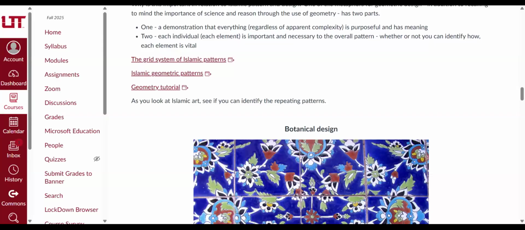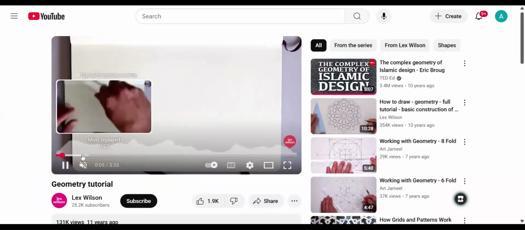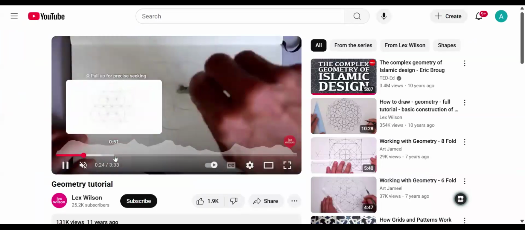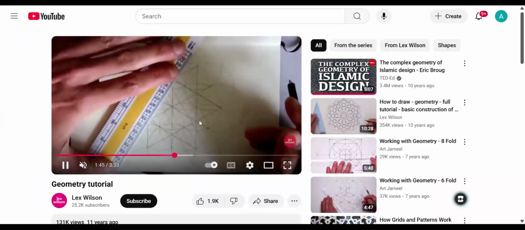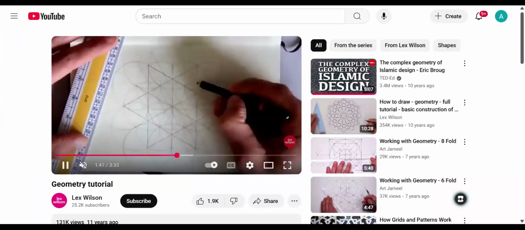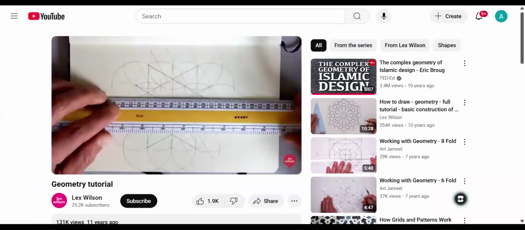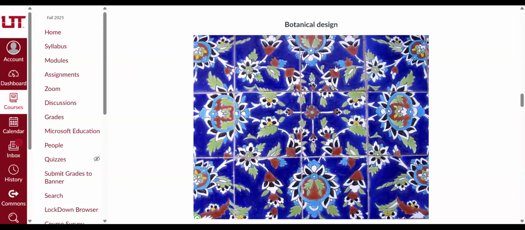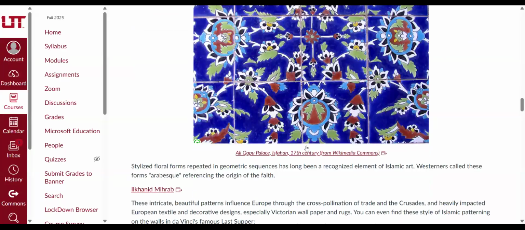I do quite a bit with Islamic geometry. And if any of you want to do a project where you deal with this kind of geometry, let me know, and I'd be happy to help. So there are some beautiful images here. Then we get botanical design. Flowers are important, and we can talk about that. I see we are running out of time.